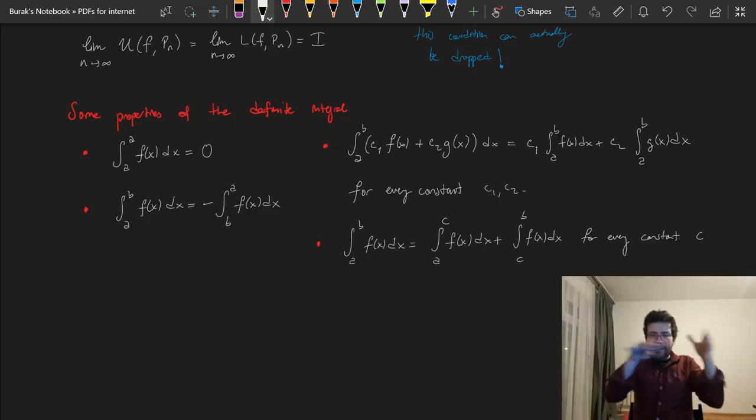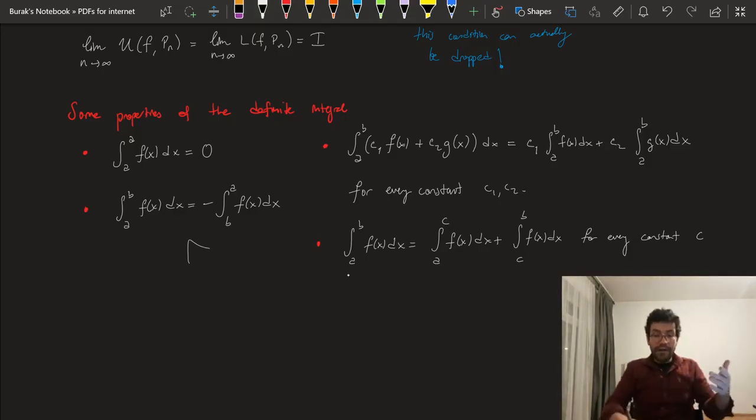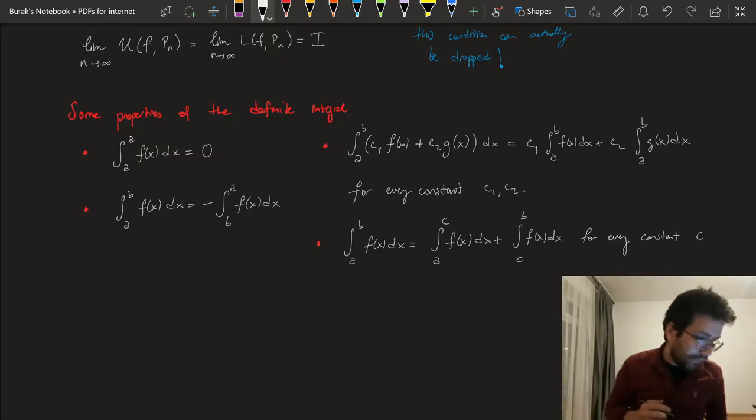I'm moving my hands in such a way that you may think that I'm implicitly assuming that c is between a and b, but you don't have to assume that. You can take c here. So instead of integrating from a to b, you can integrate from a to c, then c to b. And because of this property over here, things will work out. So for any c, instead of integrating from a to b, you integrate from a to c and then c to b.